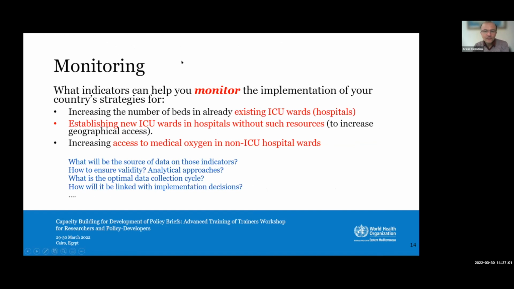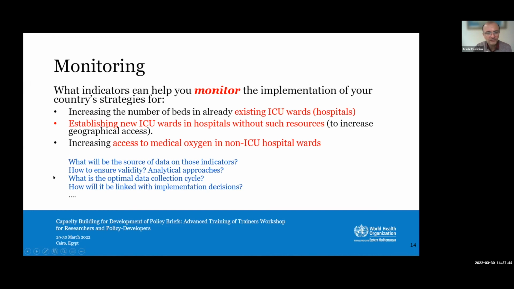Okay, so I'm coming to the specific question. Remember the case we had yesterday, the policy options about increasing ICU beds, either by increasing the number of beds within hospitals that already have ICUs, or establishing new ICUs in hospitals without. And the third policy option was increasing access to medical oxygen in non-ICU hospital wards. So this is your policy options. Think of each one of them, or all three. You want to monitor progress with this policy option, and you want to add this element in your policy brief. Try to answer these four questions.